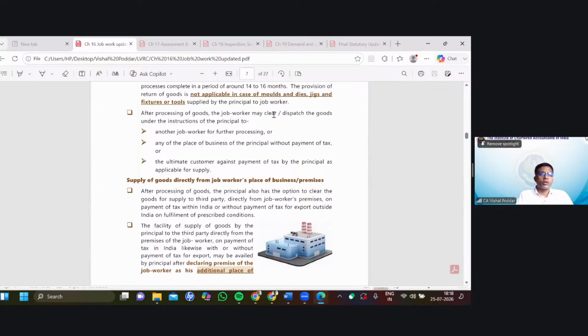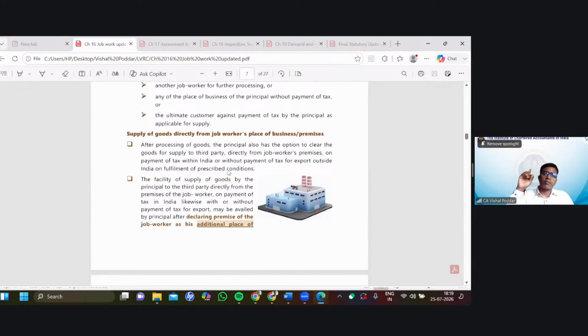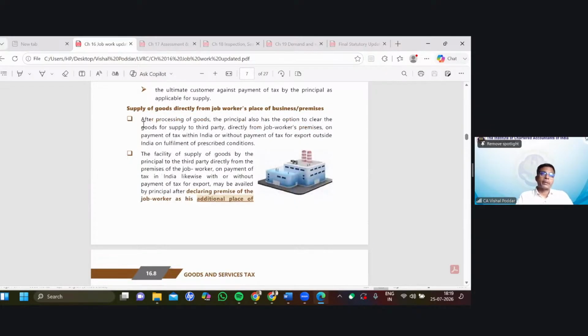After processing the goods, the job worker may clear the goods under the instruction of the principal, either to another job worker, to any place of business of the principal, or to the ultimate customer. Wherever the goods are sent from the job worker's premises to the ultimate customer, obviously it becomes a supply, but it is a supply of the principal. So in that case, the principal has to suitably issue an invoice and also pay the tax on the final product.